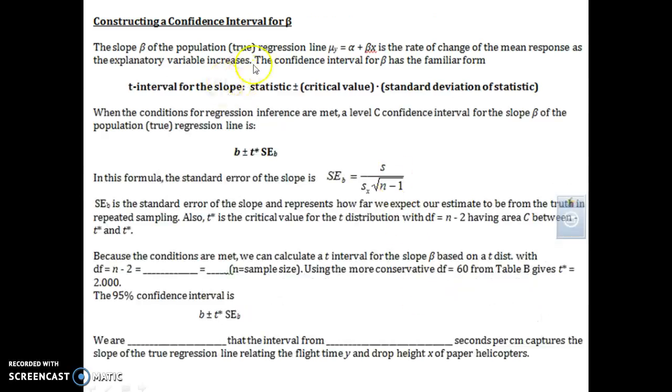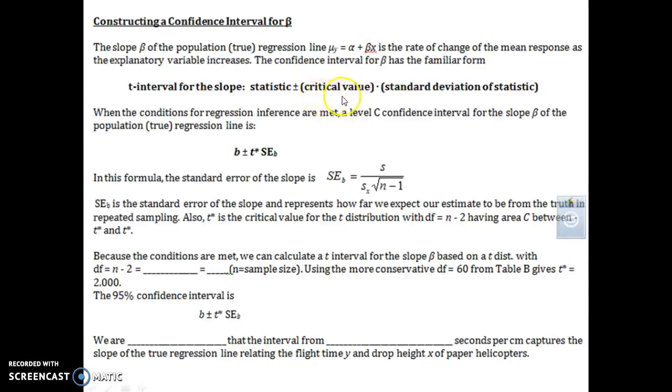Now, how do we construct a confidence interval for beta? It's the same thing that we have used over and over. It's on our formula card, but it's not very specific. So this will basically just give you your thought process behind forming the interval. You have to have your statistic, which will be our slope, and you have to have your critical value. Now for slope, we will use the t-distribution.